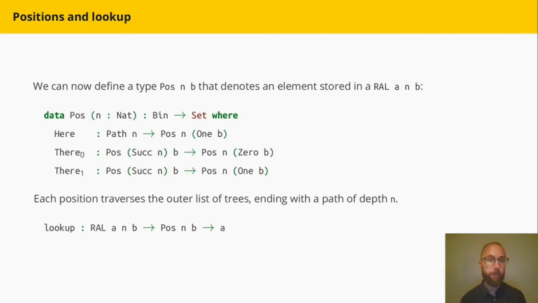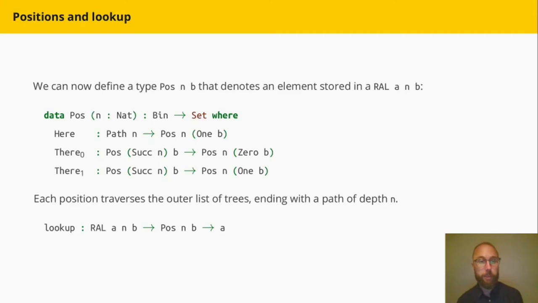The other two constructors basically jump over any tree which may or may not be there in the outermost list-like structure until we find the tree that we're looking for, and then we have the path in that tree to one of the individual elements. And then we can define a lookup function in quite a straightforward fashion now.